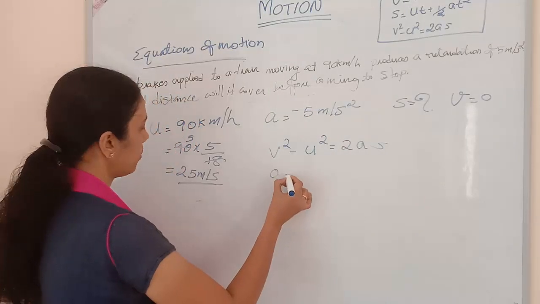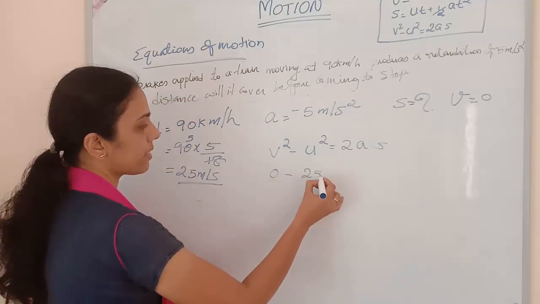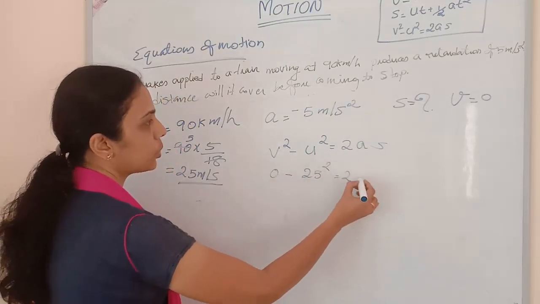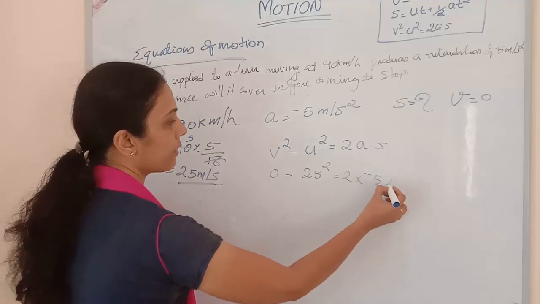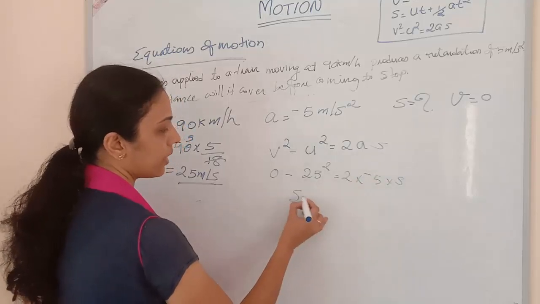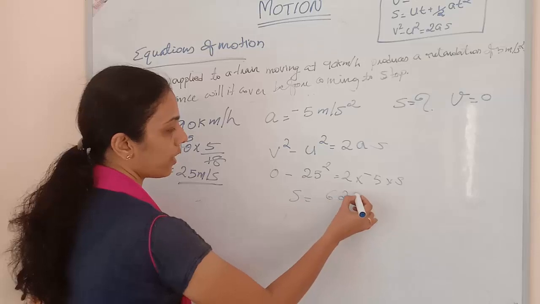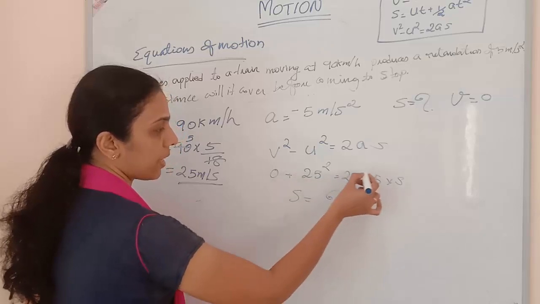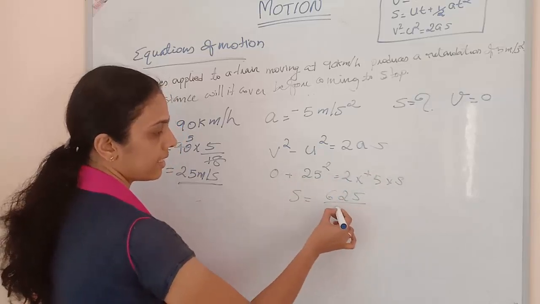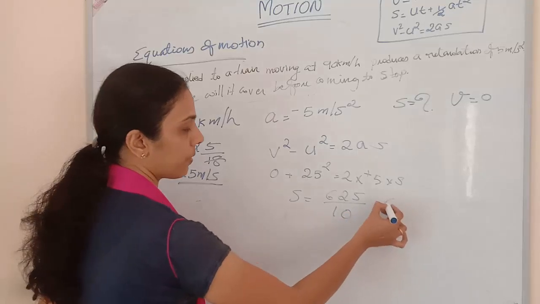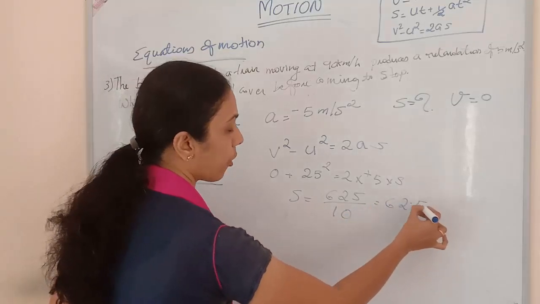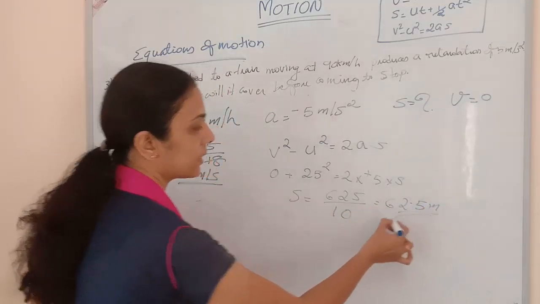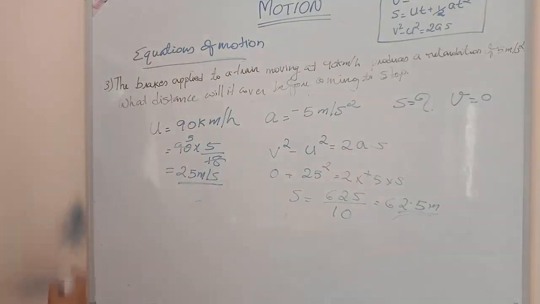v is 0, minus 25 square equals 2 into minus 5 into s. Therefore, s is equal to 25 square, 625, this minus and minus will get cancelled, divided by 10. So we will get it as 62.5 meters. Okay, clear how we are doing this?